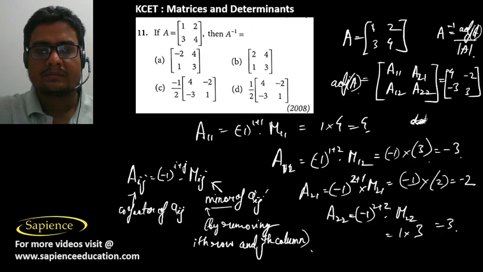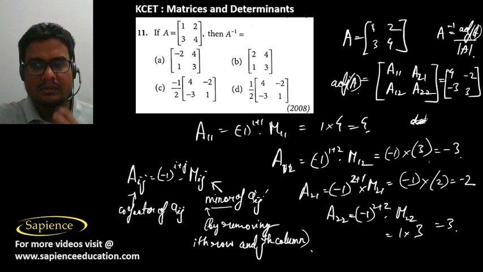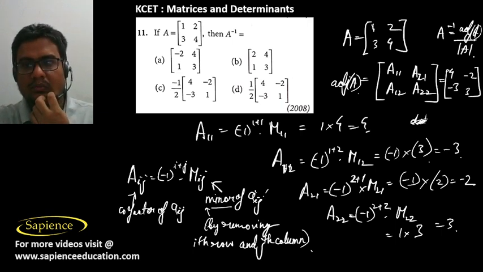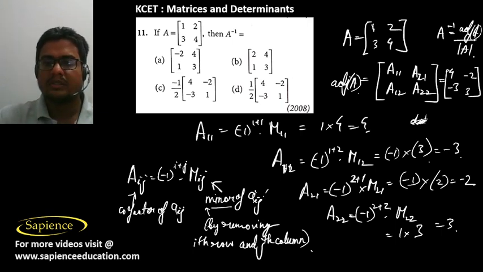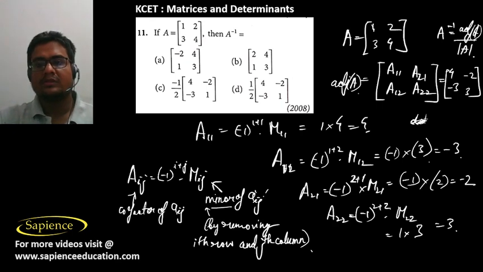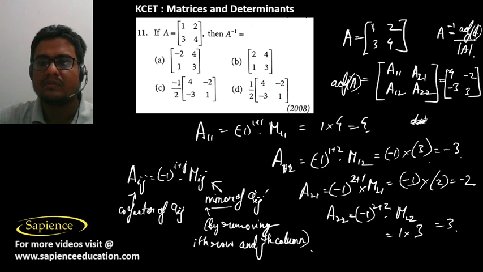Minus 2 minus 3. Here actually something may be wrong. Here, A22. A22 means M22: we have to remove the second row and the second column. So it will be 1 actually. Okay, A22 is 1.